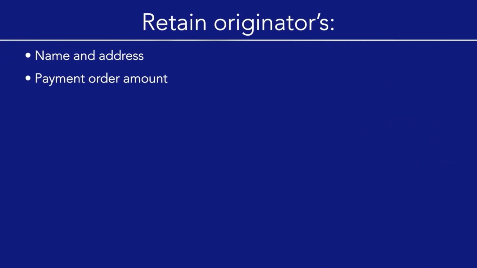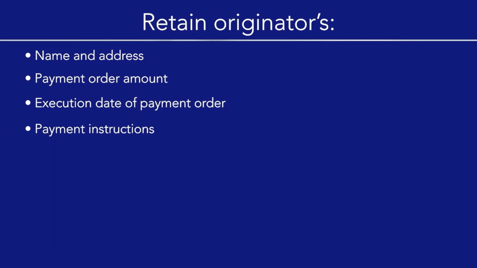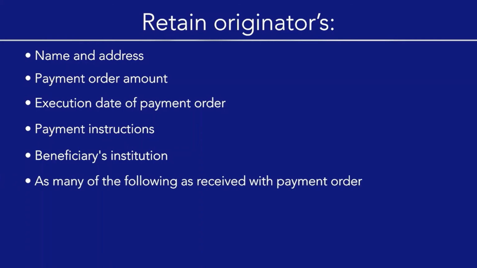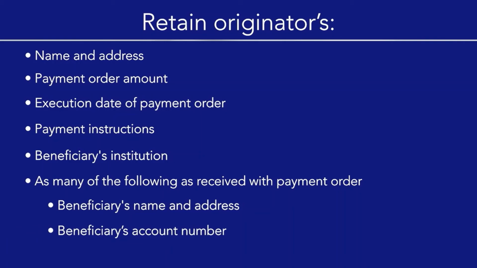Information you must retain about the originator's payment order includes the originator's name and address, the payment order amount, the execution date of the payment order, payment instructions received from the originator, the identity of the beneficiary's institution, and as many of the following items as are received with the payment order: the beneficiary's name and address, the account number of the beneficiary, any other specific beneficiary identifier.